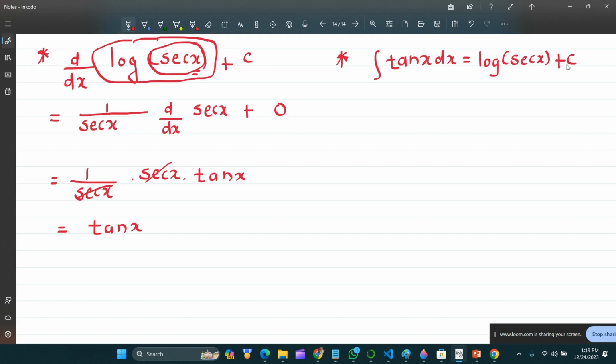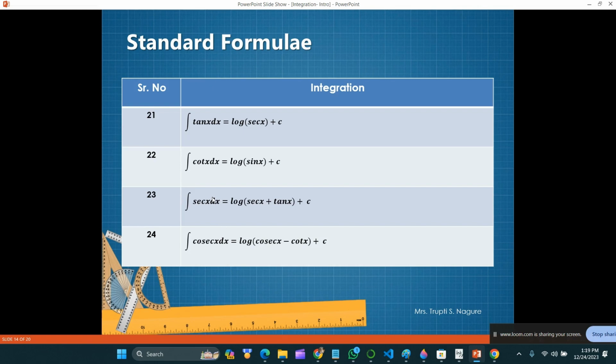So in this way, we have to find another derivatives. So I will show here. Integration of cot x is equal to log of sin x plus c. If you want, I will show that one also. Integration of cot x. Okay, so first, derivative of log of sin x plus c.